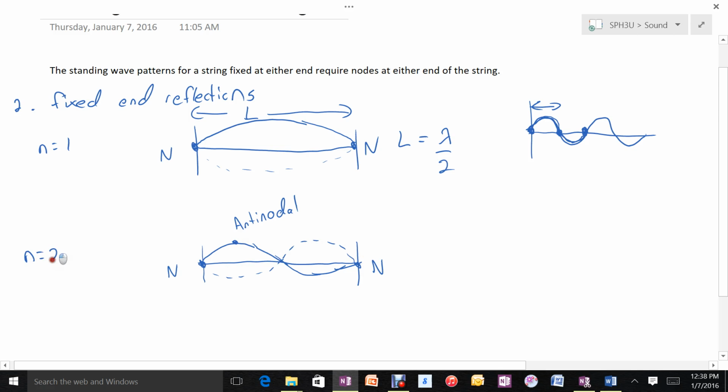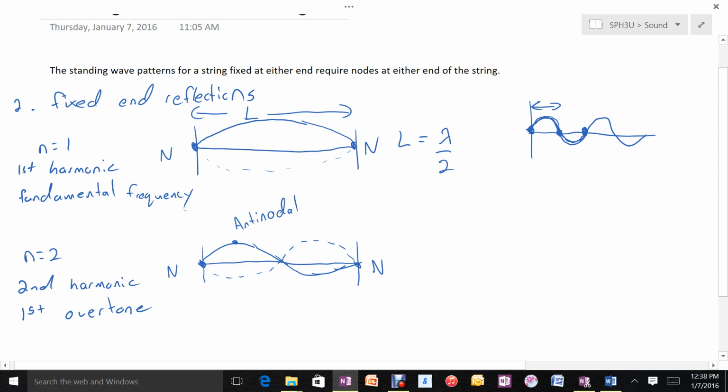This is called the n equals 2, the second harmonic, or the first overtone. Second harmonic would be the physics name for it. First overtone would be the music name for it. By the way, this was the first harmonic, or the fundamental frequency. Okay, anyways, with those definitions, back to this.